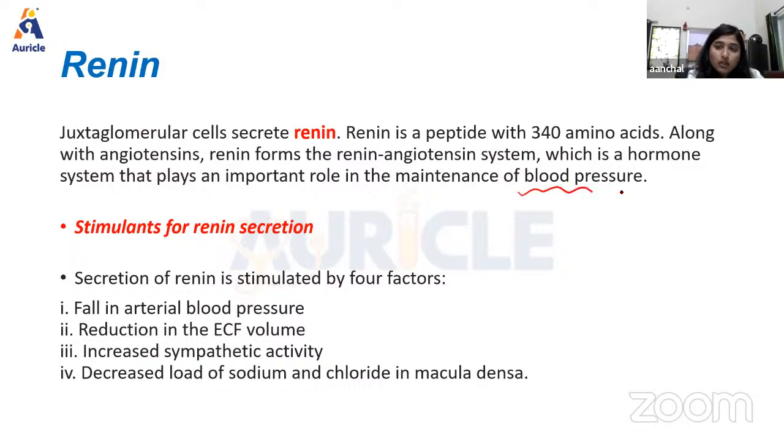So today we're going to learn about the RAS system, how renin is a very important stimulator for the RAS system. Now, first of all, we should learn what the stimulants for renin secretion are. Means what are those conditions in which secretion of renin will occur from the kidney. So whenever there is a fall in arterial blood pressure, a reduction in the ECF, or any increase in sympathetic activity, or decreased load of sodium and chloride in the macula densa, in these conditions there will be release of renin, right?